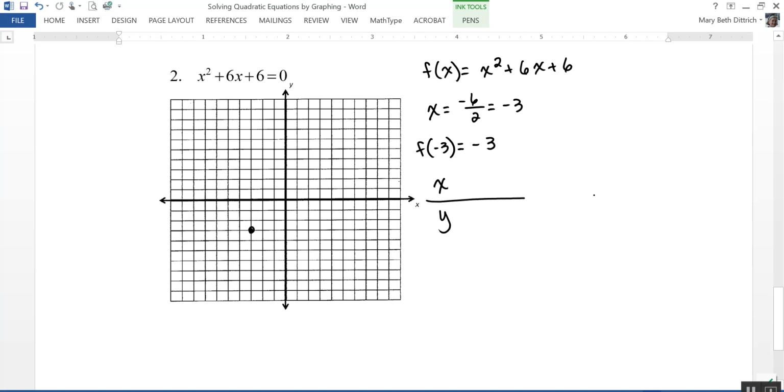So let's make our table of values. Negative 3, and then let's do negative 2 gives me a negative 1, and negative 4 is also going to give me a negative 1. And when x is negative 1, I get a positive 1, and when x is negative 5, I get a positive 1. So let's go ahead and graph these points. So negative 2, negative 1.